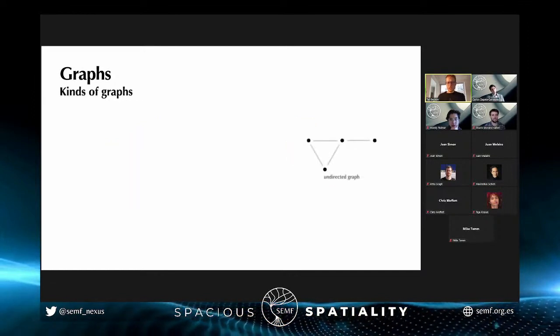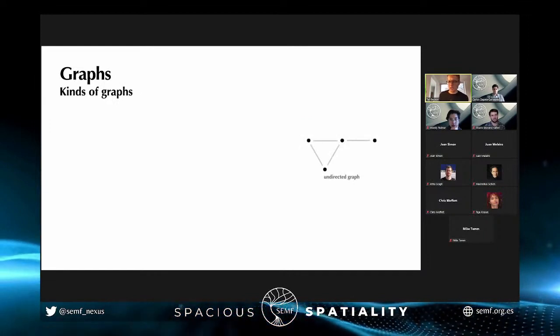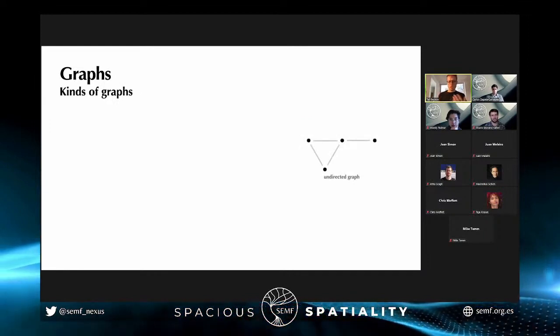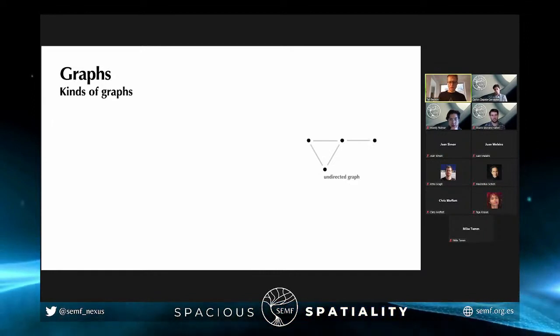Now, there are actually many kinds of graphs. So I showed you what's called a directed graph, but you also get undirected graphs where there's no distinction between source and target. So we don't have a direction for the edge. It's just a line with no arrowhead.